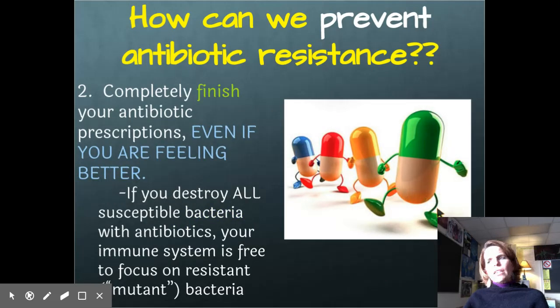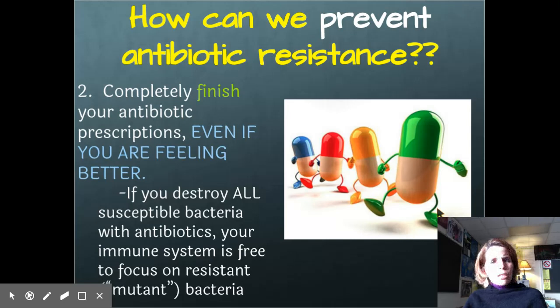The other thing we need to do is make sure that if we are taking antibiotics, we completely finish the antibiotic prescription, even if we're feeling better. I remember taking antibiotics about 10 years ago, and I felt better within 24 hours. I had a 10-day supply that I had to keep taking. If you take the entire prescription, you destroy all the susceptible bacteria, all the weak bacteria, and that leaves your immune system free to focus on the resistant or mutant bacteria.